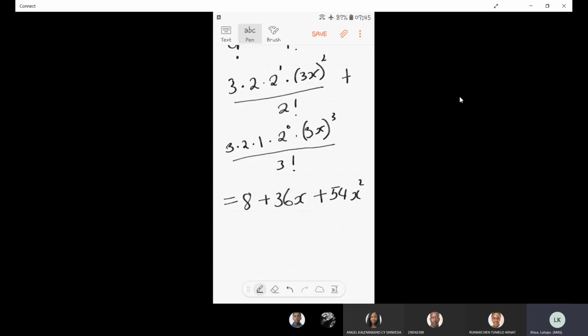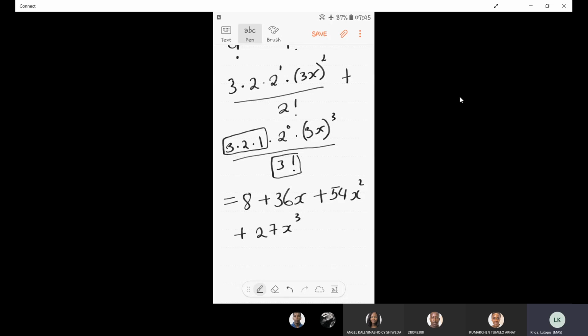And then the last term, now this part over here, 3 times 2 times 1, that is just 3 factorial, and this is also 3 factorial, so those two will cancel each other out. Then I'll be left with 2 to the power of 0, which is just 1, and then 3 to the power of 3, this is 27, and then I have x to the power of 3. Okay, so that is my expansion.